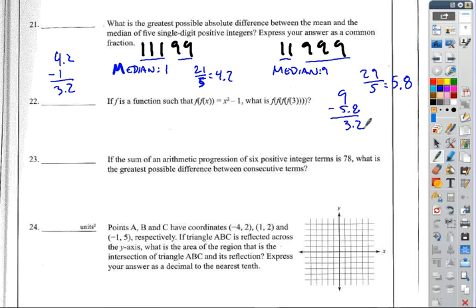So 3.2, well, 0.2 is fifths, right? So that's 3 and a fifth. So 3 times 5 is 15 plus 1 is 16. So we get 16 fifths. And that is the answer.